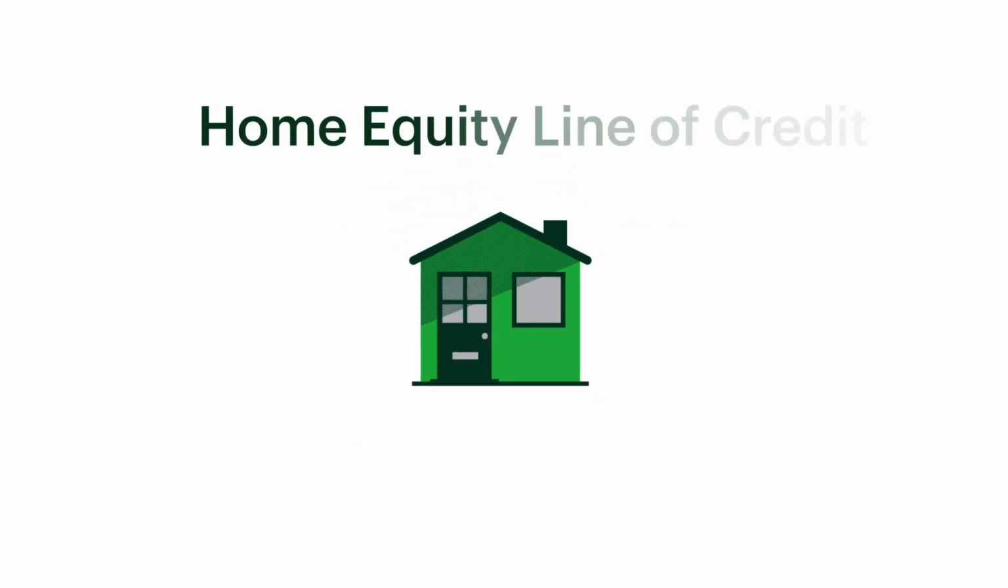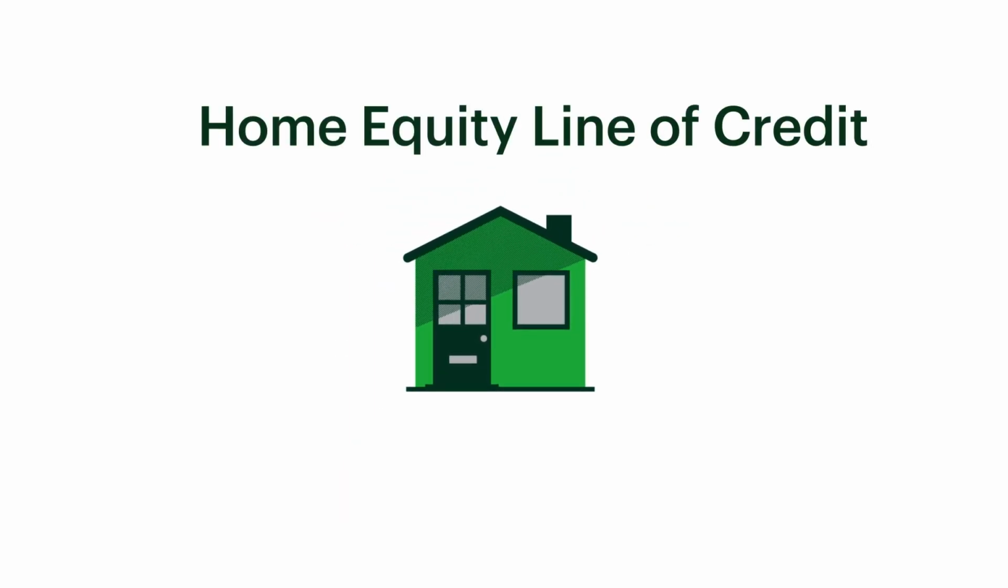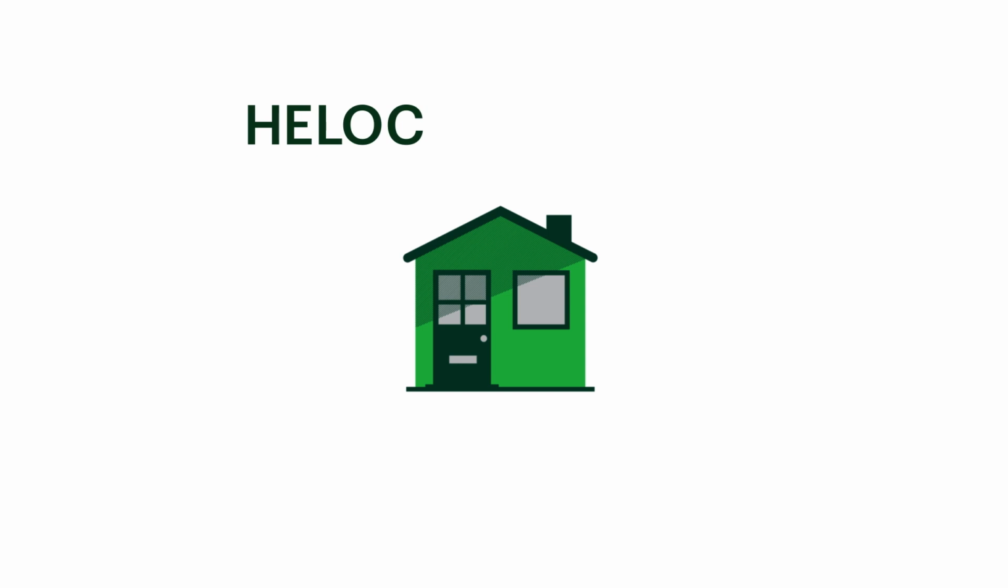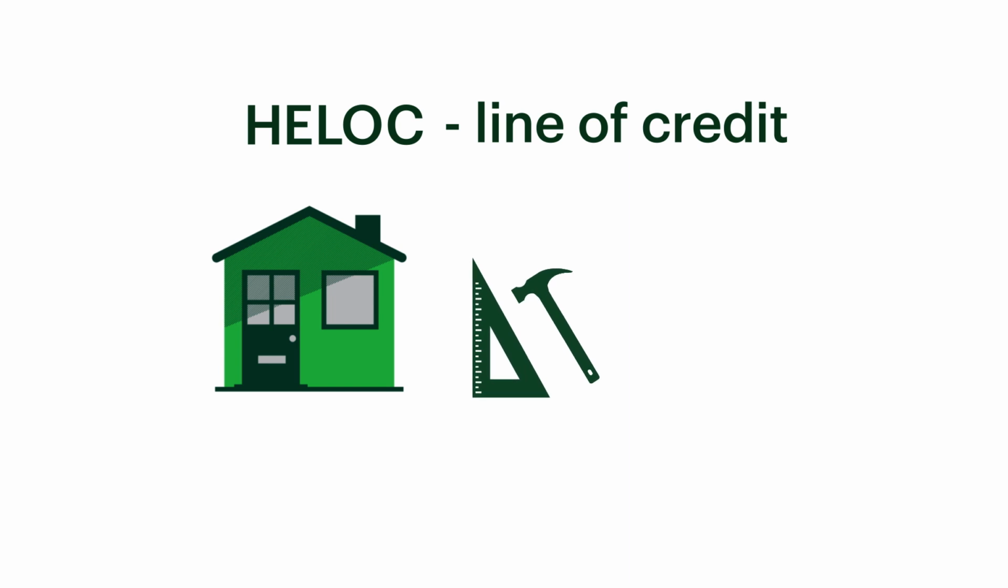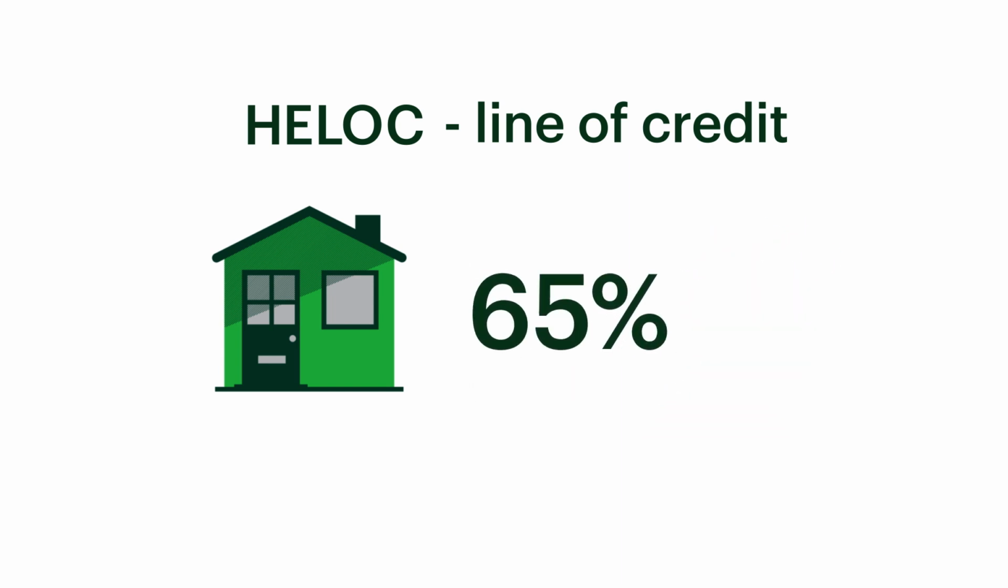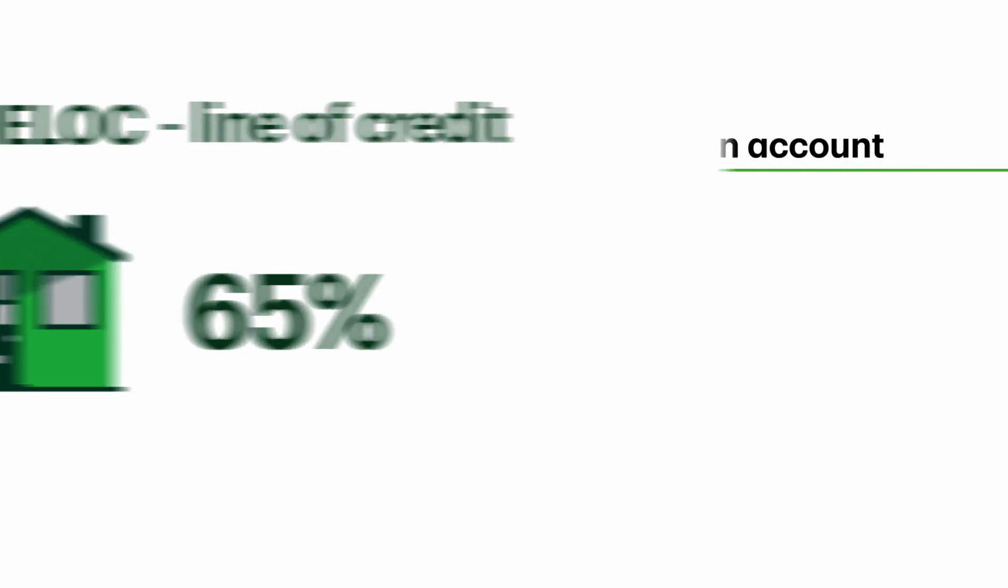Think of a margin account like a home equity line of credit, or a HELOC. Homeowners who have a HELOC use the value of their home as collateral or leverage to give them a line of credit. They can then use that line of credit for whatever they like, home renovations or a trip. Typically, a HELOC will allow you to borrow up to 65% of the market value of a home.